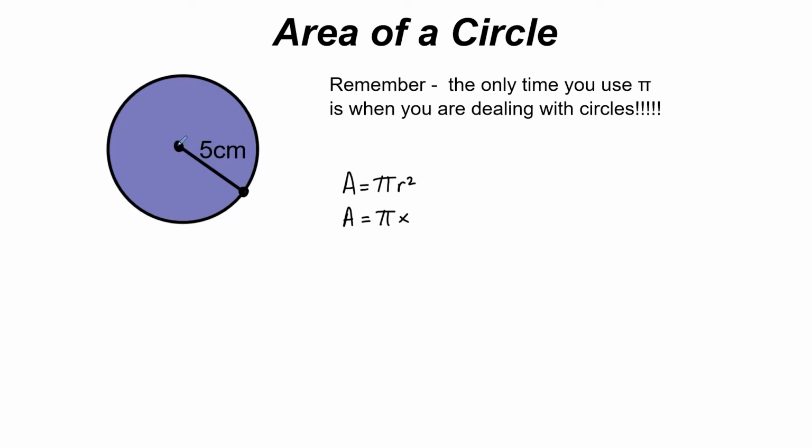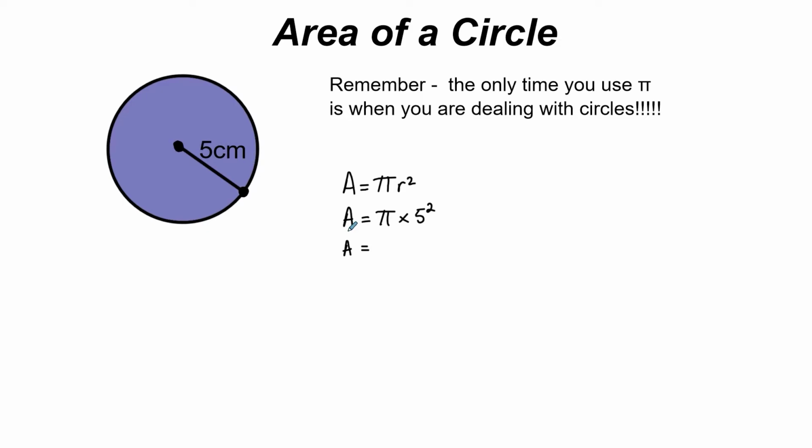But here, that distance from the middle to the outside, that's the radius, and that's 5. So it's pi times 5 squared. Okay, don't forget your squared there. Now we just type that into the calculator exactly as it looks. So we're looking for the pi button, and it'll be in different places in different calculators.